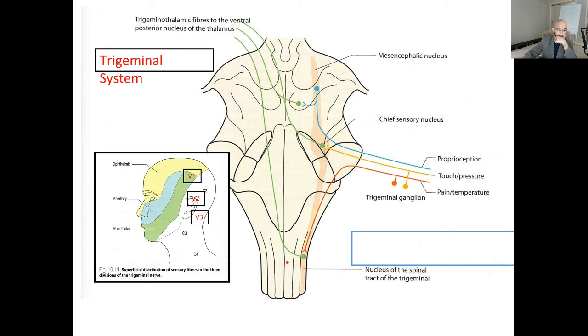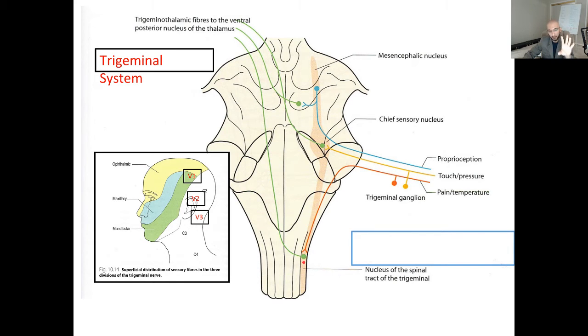Let's see. Yes, good. Exactly. That's exactly what I'm looking for. Okay. This is the spinal nucleus of 5, the spinal nucleus of the trigeminal nerve. Okay. So, key point. Pain or temperature came in on the right. We're still on the right.